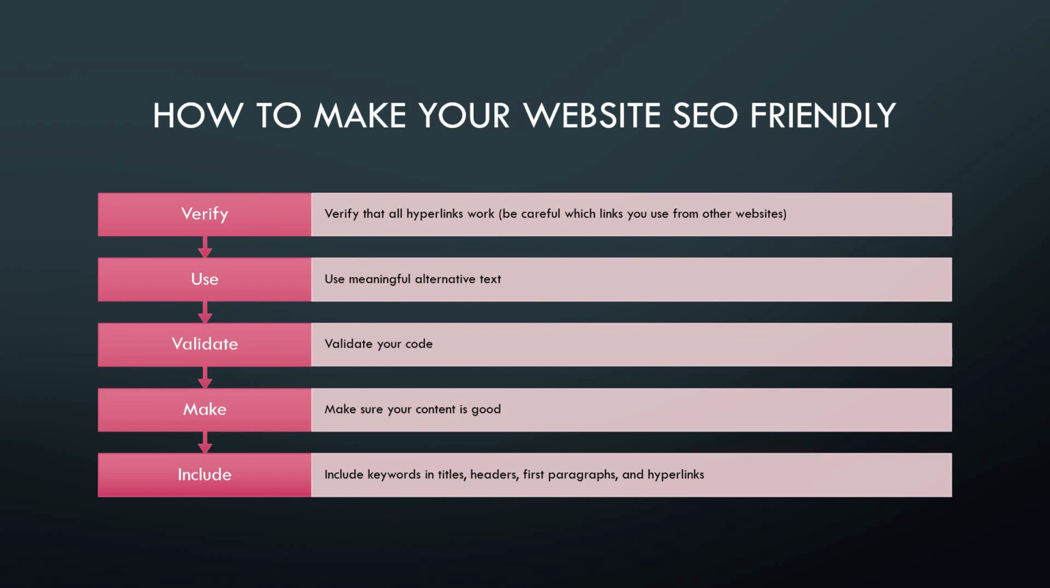Use meaningful alternative text descriptions for your images. Make sure that you validate your code and that your code meets the proper standards. Make sure your content is good. You want to make sure that you don't have any spelling or grammar errors. You want to make sure that your content isn't out of date. You don't have a bunch of pages that just say coming soon.